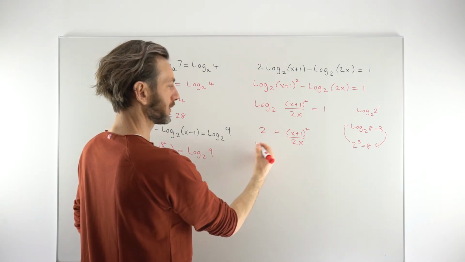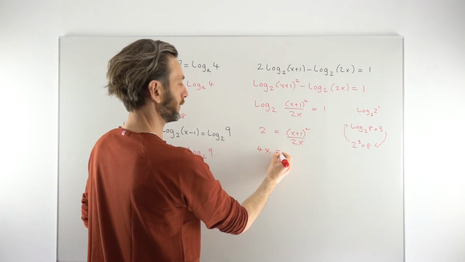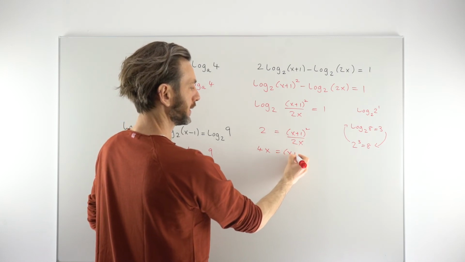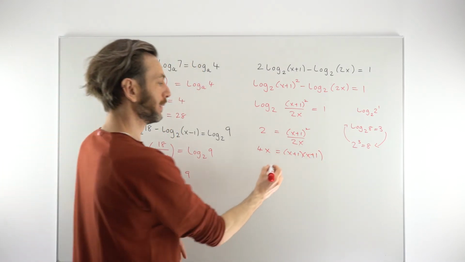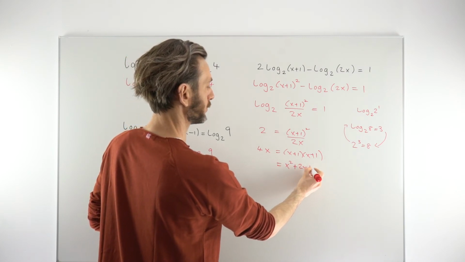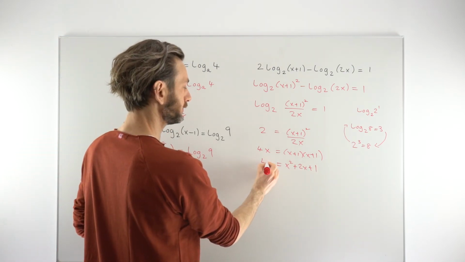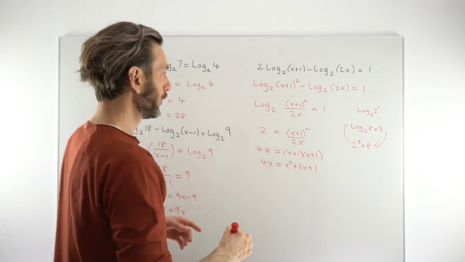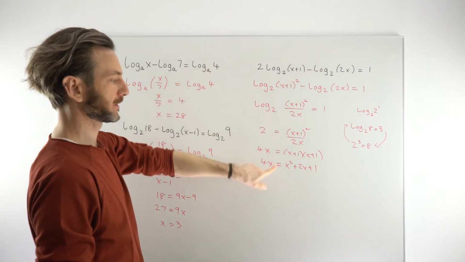Times by 2x to get rid of the fraction on both sides would be 4x. That's going to leave us with x plus 1 squared over here. x plus 1 squared is x plus 1 times x plus 1, so I'm just going to write it like that. We're going to expand out that bracket, which would give us x squared plus 2x plus 1. You can check that if you're not happy with what I did there. This has now basically turned into a quadratic equation, which seems a long way from what we started with up here, but again, not untypical of this type of question.